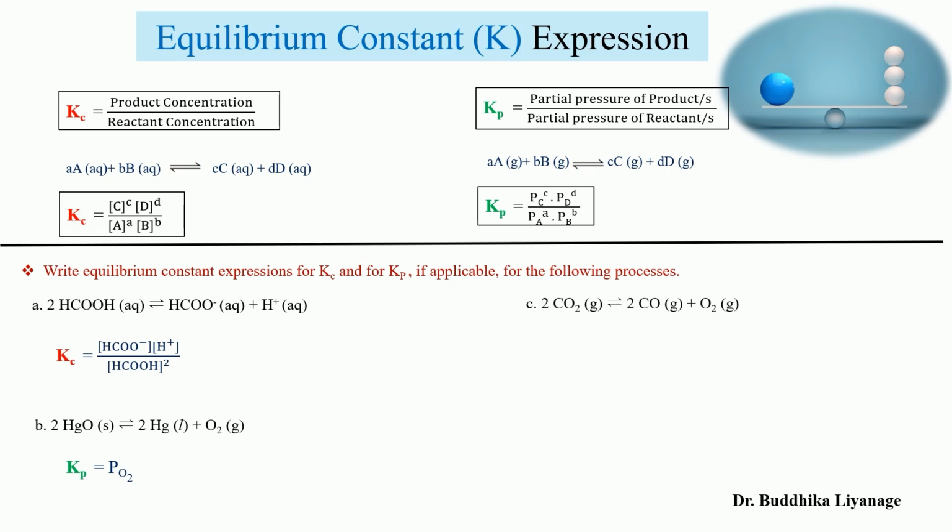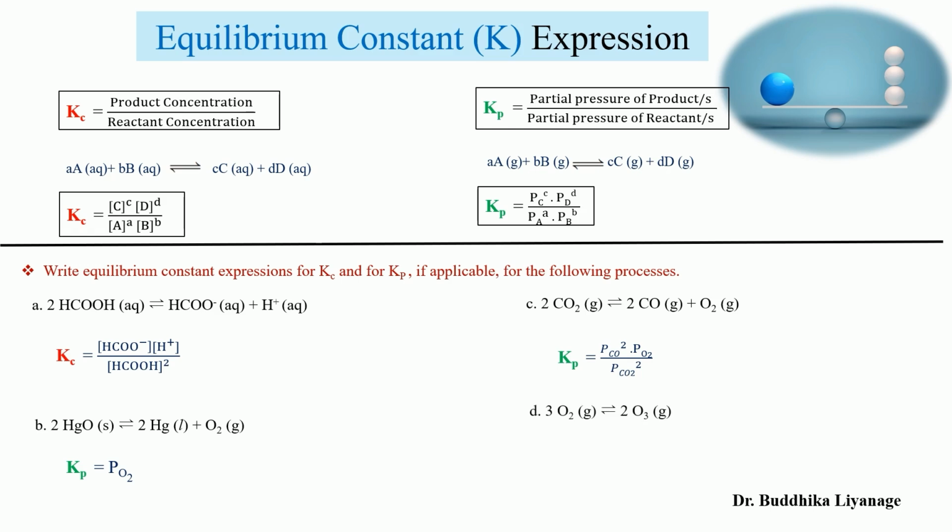Next, 2 moles of carbon dioxide is in equilibrium with 2 moles of carbon monoxide plus oxygen. All three species in gaseous phase. So we can write Kp or Kc. Kp is equal to partial pressure of carbon monoxide exponent 2 times partial pressure of oxygen exponent 1 divided by partial pressure of carbon dioxide exponent 2.